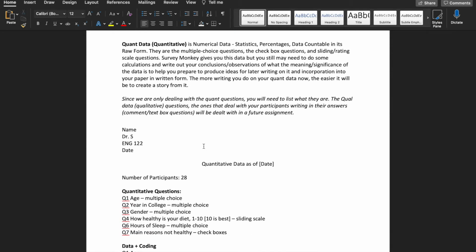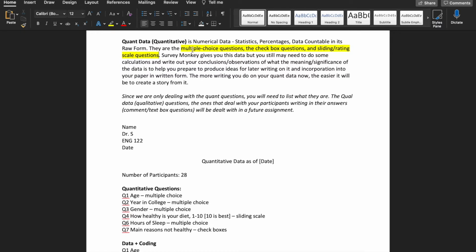So remember, the quantitative data is all the questions that are multiple choice, the checkbox questions. Back in the day, you could do sliding rating scale questions for free, but I just don't know. You can't anymore, I don't think, with any of them. So anyway, those are the questions.